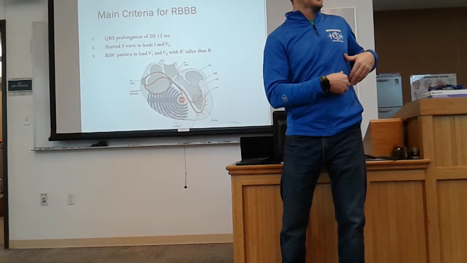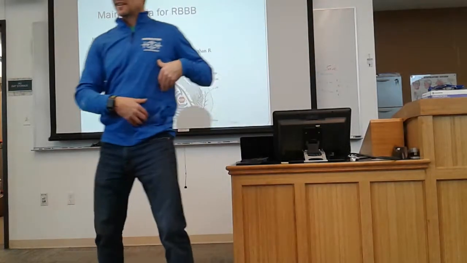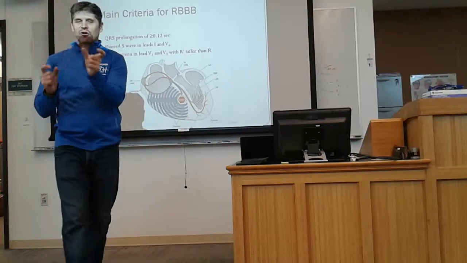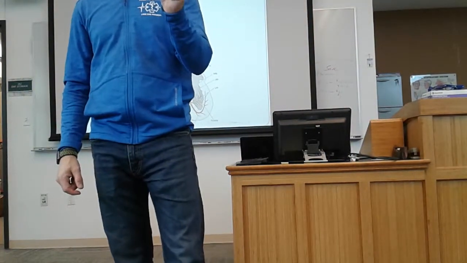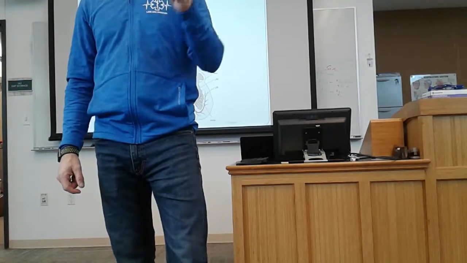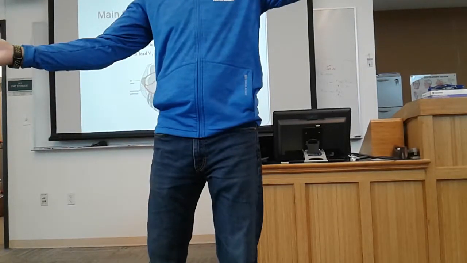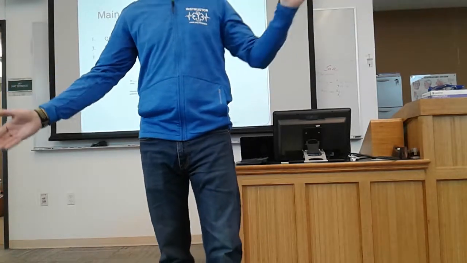We see a negative wave. What kind of wave is it? An S wave. Does that make sense? And where in the QRS complex is the timing going wrong? On the right side, it's wide, so in the S wave. So what will happen to the S wave? It'll be wider. Does that make sense?